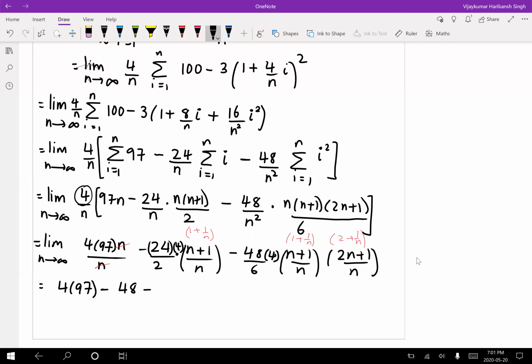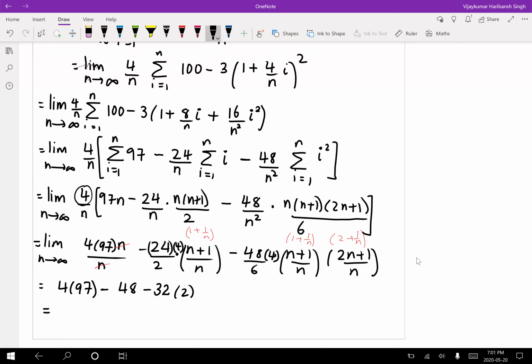Here will be left out 6 8s are 48. So 8 times 4. So 8 times 4 is what? 4 8s are 32. And then multiplied by this 2 here.